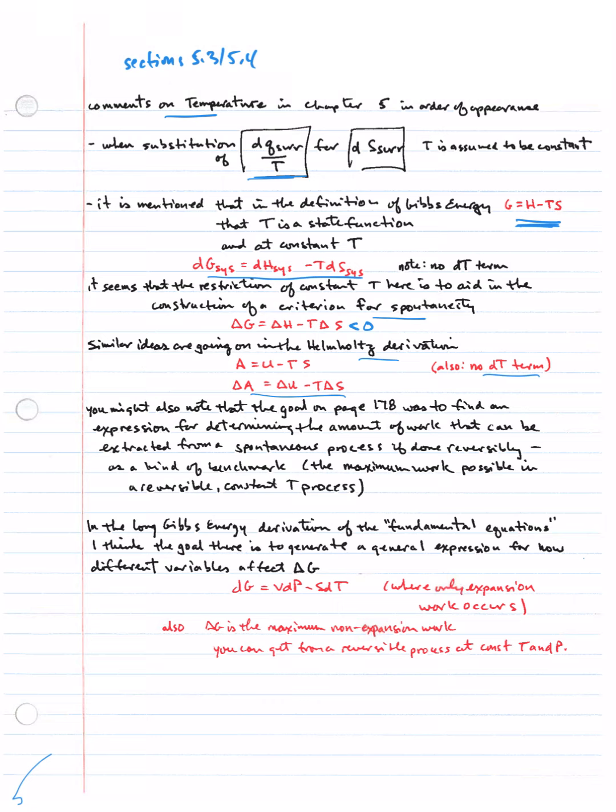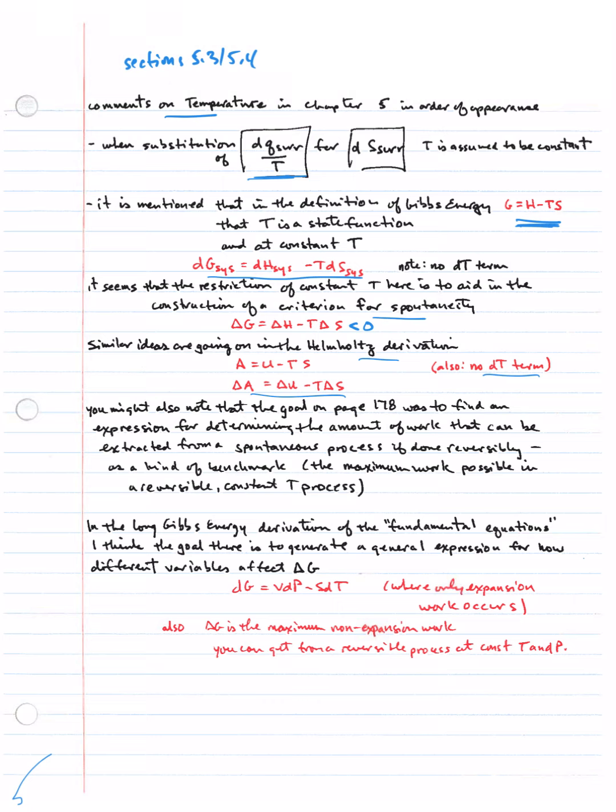You might also note that the goal on page 178 was to find an expression for determining the amount of work that can be extracted from a spontaneous process if done reversibly. Again, it's narrowing your focus, as a kind of benchmark, an ideal. What's the most amount of work you can get out of a spontaneous process if done reversibly? The value that delta A gives you.